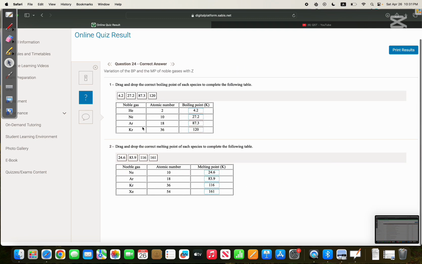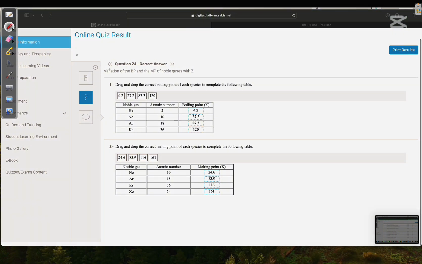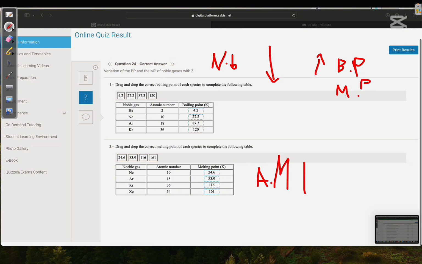Number 24. Drag and drop the correct boiling point. Okay, so noble gases, which I'll represent as NB, down the group increase in boiling point and melting point. Unlike alkali metals, which will be shown in a future question, I don't think it's in this quiz though, down the group there will be a decrease in boiling point and melting point, only for alkali metals.